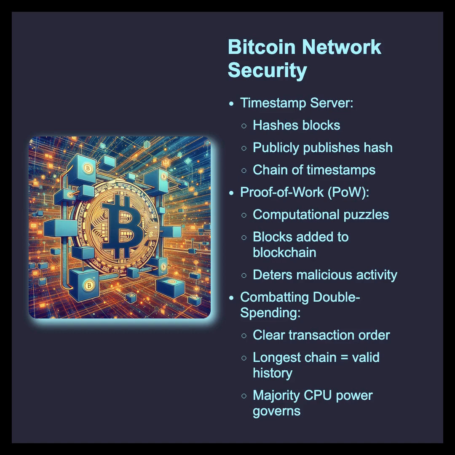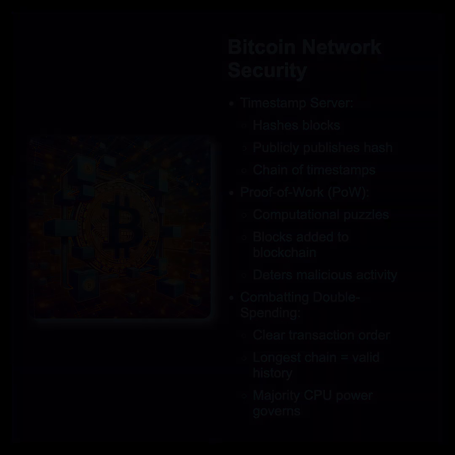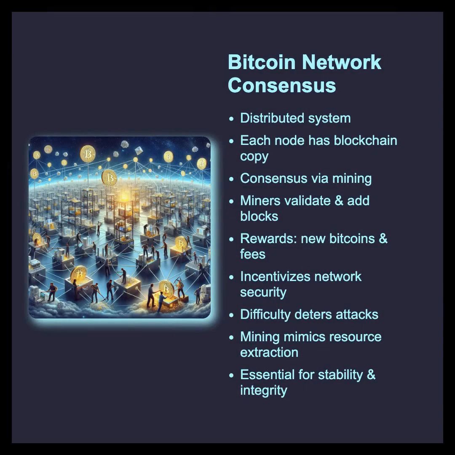This elegant synergy between the timestamp server and proof of work secures Bitcoin's ledger against fraudulent transactions and maintains the integrity of the currency. The Bitcoin network achieves consensus through a distributed system where each node or participant holds a copy of the blockchain. This decentralized approach ensures that all transactions are verified and agreed upon by the network through a process called mining.